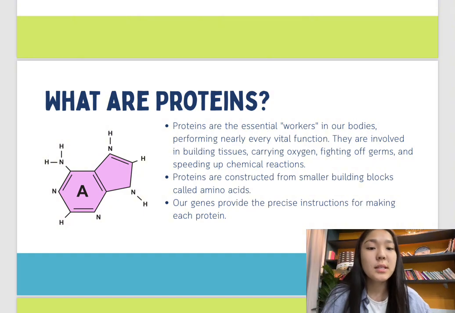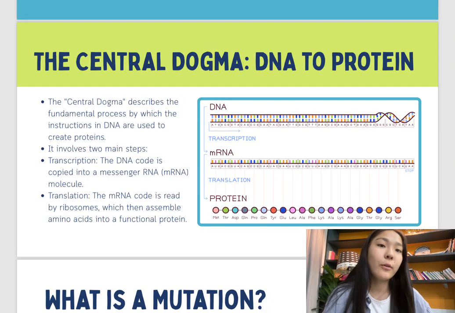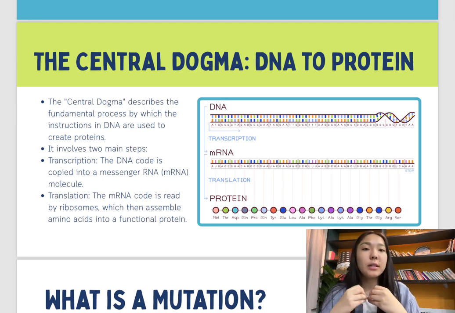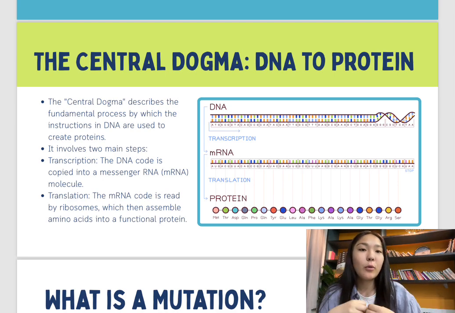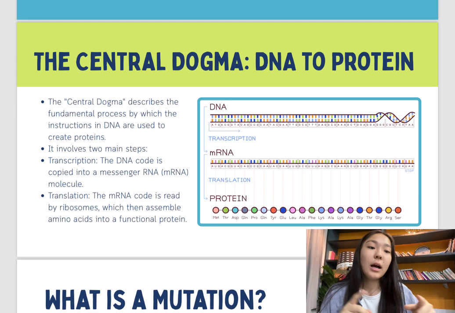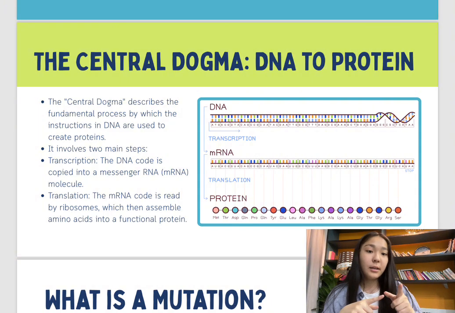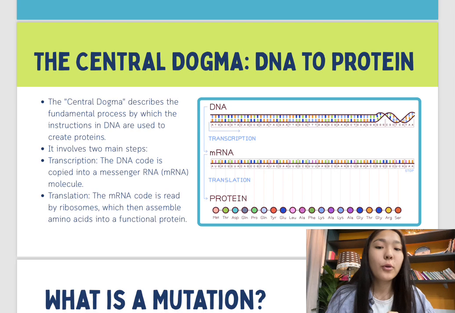The next topic is the central dogma, which explains how information in DNA becomes a protein, and it's a really important way. First, during transcription, the first stage of this process, the DNA code is copied into messenger RNA, or mRNA. Then translation is the second stage of this process. Ribosomes read the mRNA and build a protein from amino acids.